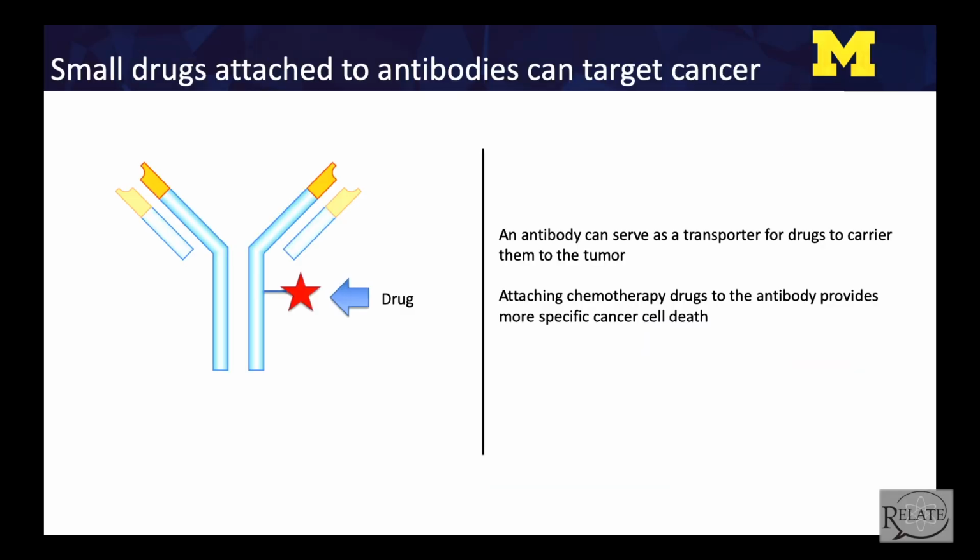The final part of an antibody-drug conjugate is the drug. As I mentioned earlier, the antibodies are specific, and just like a pizza delivery guy, they can serve as a transporter for a drug that we've attached to them. We can even attach chemotherapy drugs that are too toxic to deliver on their own and provide specific cancer cell death. In this way, we can avoid side effects.